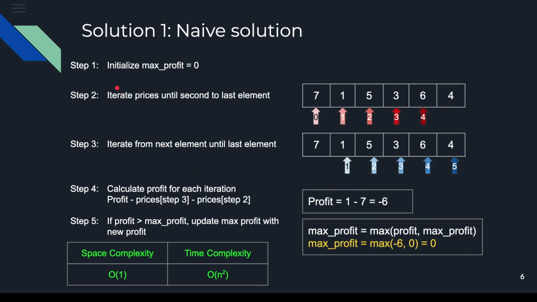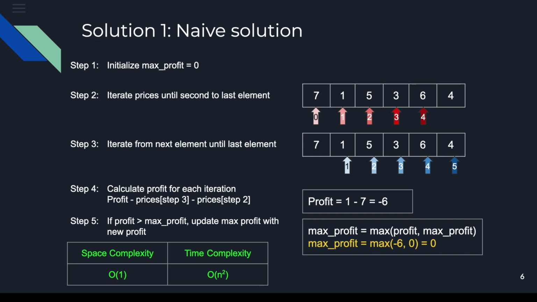In this solution, which is a nice solution and one we can come up with very quickly, first we have to initialize a variable called maximum profit, and we initialize its value as 0.